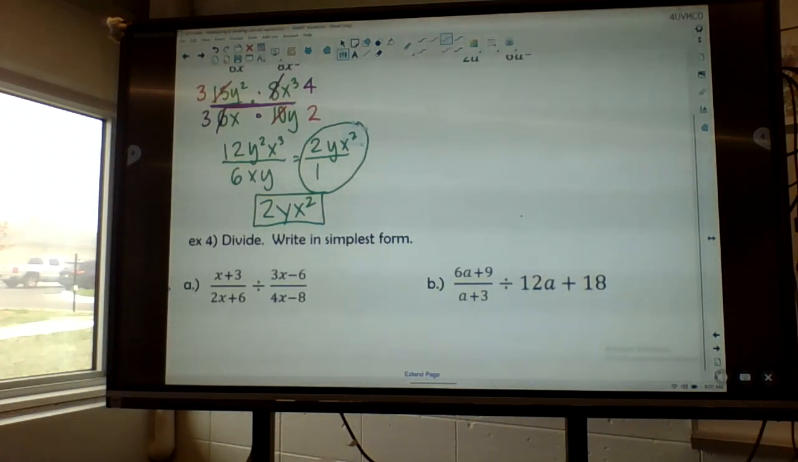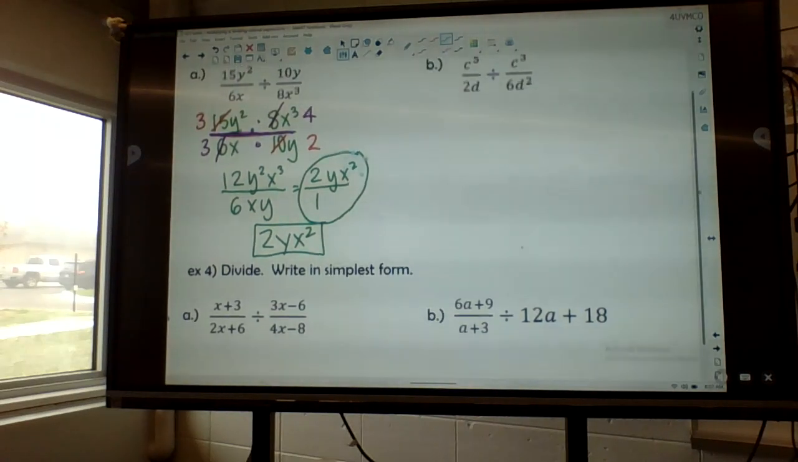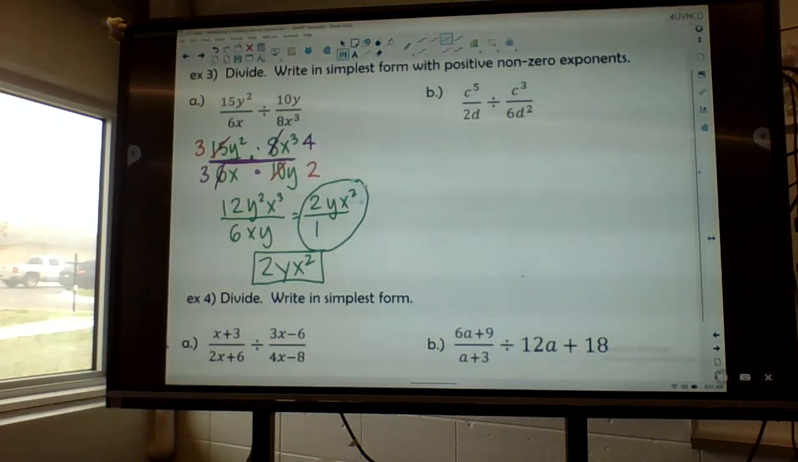So again, just trying to stay really organized with this. And like I said, for some of you guys, that's more of a struggle than others. So I'm trying to make sure that we're not losing anything along the way. So again, keep, change, flip for multiplication.